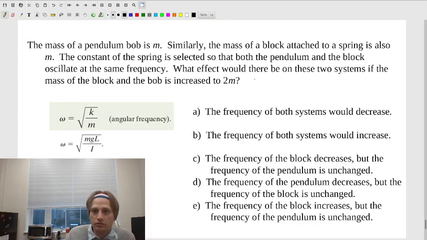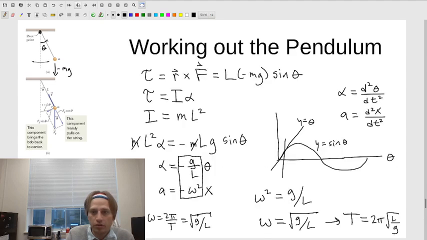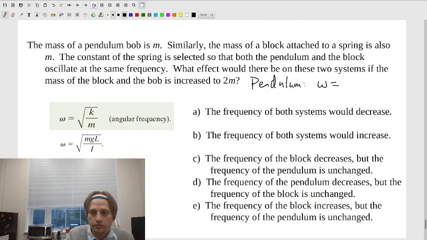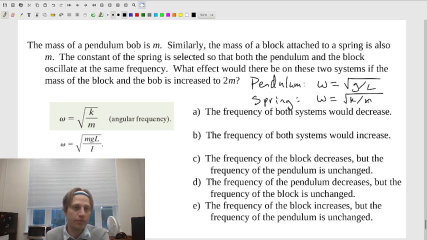So just to make sure that we are thinking about our two examples, we've got our pendulum where the omega is equal to square root of g over L. And we have our mass and spring where the omega is equal to square root of k over m. Okay, so it says the mass of a pendulum bob is m. Similarly, the mass of a block attached to a spring is also m. The constant of the spring is selected so that the pendulum and the block oscillate at the same frequency.